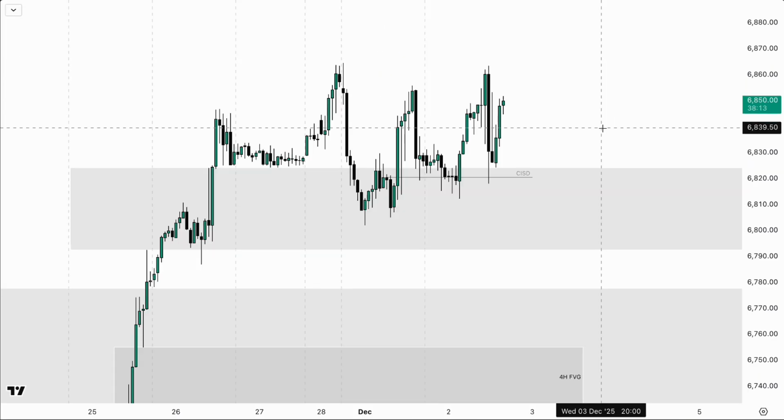Alright, so we're looking for a bullish entry setup now that we have confirmed that we are looking for bullish prices, okay? And the way that I do that is I look at what daily profile is forming for the intraday price action.